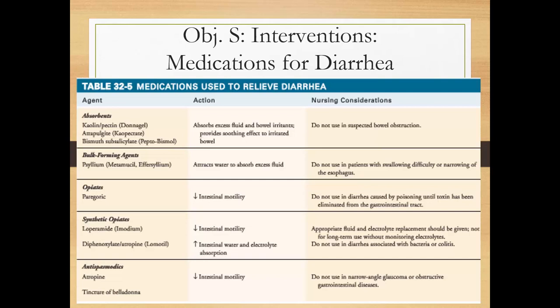Kaopectate and Pepto-Bismol work by absorbing bowel irritants and extra fluids from the intestine. They turn stool black. Bulk-forming agents like Metamucil work to absorb extra fluid in the intestines and add bulk also. And this leads to more natural, or more normal, bowel movements. Opiates and synthetic opiates like Imodium slow motility or cause excess fluids to reabsorb in the intestinal wall, decreasing diarrhea. Antispasmodics decrease motility. As stool movement slows down, there's more time for water to be absorbed out of the stool, and the result is a more formed stool.